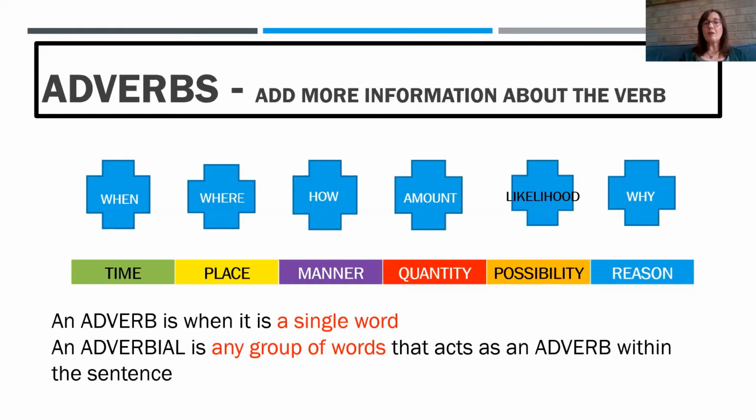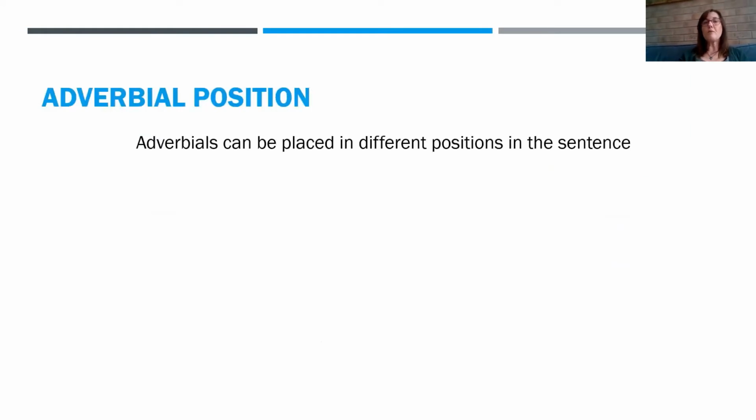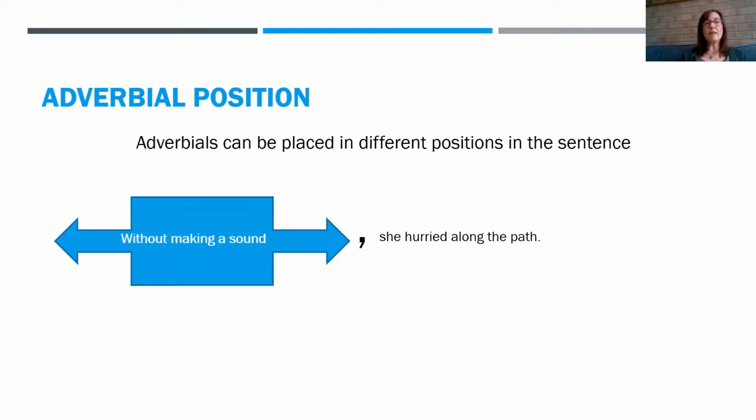An adverb, we call it an adverb when it is a single word, and we call it an adverbial when it's any group of words that acts as an adverb within the sentence. Adverbial position, just a reminder that adverbs can be moved around within the sentence to create a different effect for your writing. So adverbials can be placed in different positions in the sentence. In the first example, without making a sound, that's the adverbial. It's an adverbial of manner, telling you how the main clause happened. She hurried along the path is your main clause. Hurried is your verb. The adverbial is telling us how she hurried. It's in the first position in the sentence here, so it needs a comma after it. So without making a sound here is a fronted adverbial, and it's followed by the main clause.